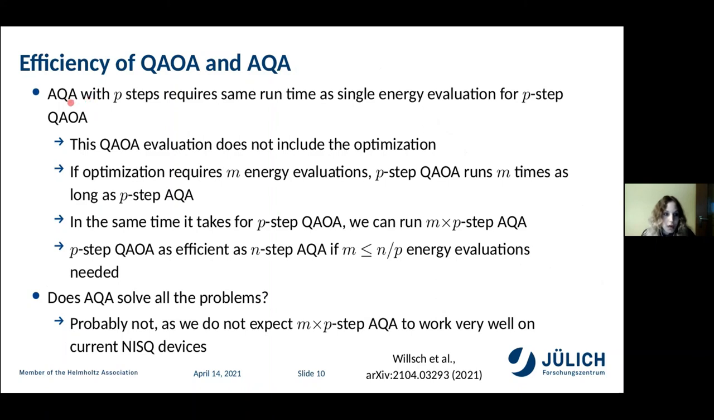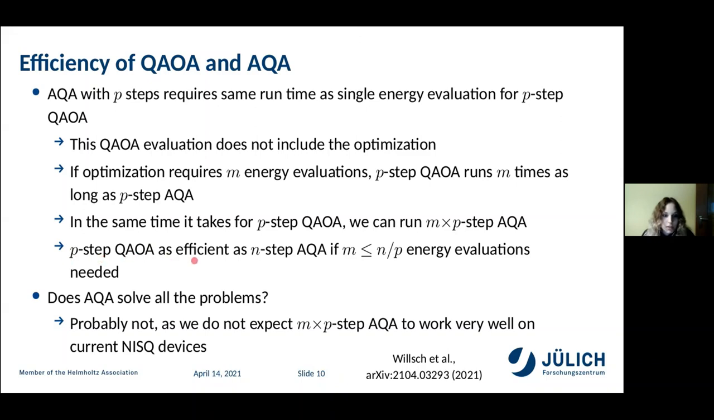So if we have Aqua with P steps, then this requires approximately the same time as a single energy evaluation for the P-step Aqua. But this P-step Aqua energy evaluation does not include the optimization. So if we want to use the optimization in the QAOA, then we may need like M energy evaluations. And this means that P-step QAOA runs M times longer than P-step Aqua. So in the same time that we can run P-step QAOA, including the optimization, we can run M times P-step Aqua. The same the other way around, so to say.